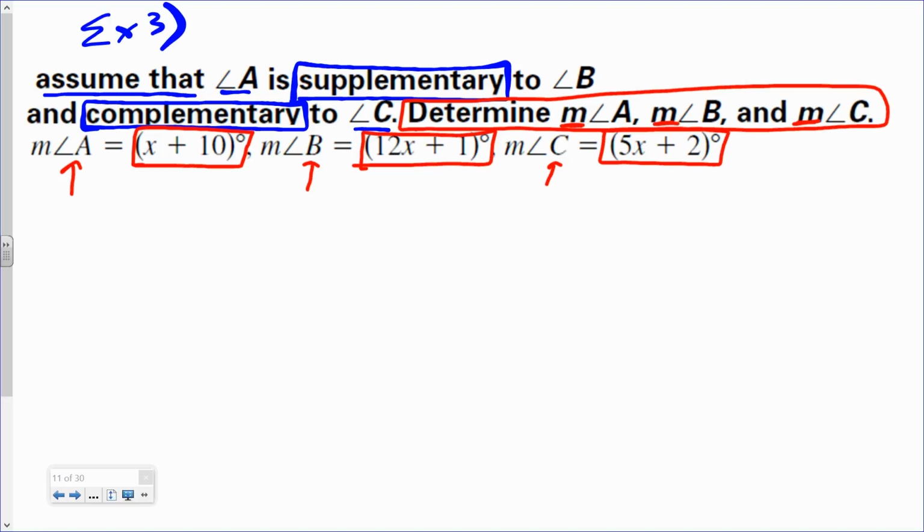So if we somehow are able to find out what x is, we can accomplish the mission, which is to determine the degrees, because once we know what x is, we'll just place it right in here. It'll be x plus 10 degrees. We'll place the same x in there, 12 times x plus 1 degrees. Place the same x in here, 5 times x plus 2 degrees. So our first objective is to figure out what x is.